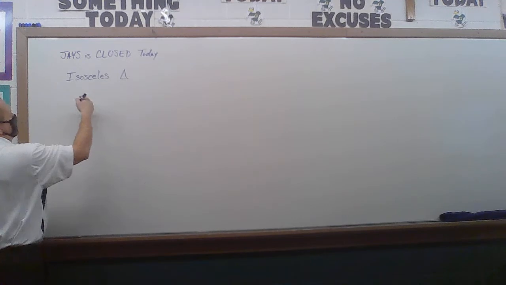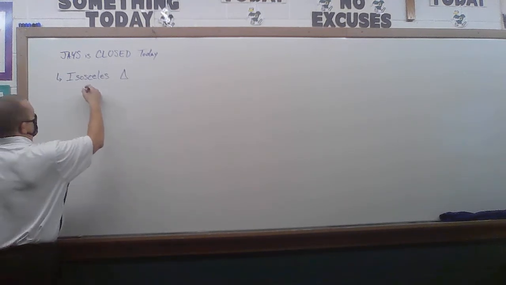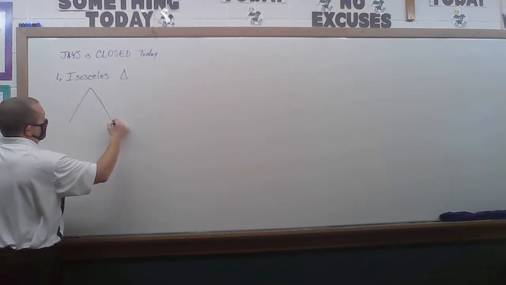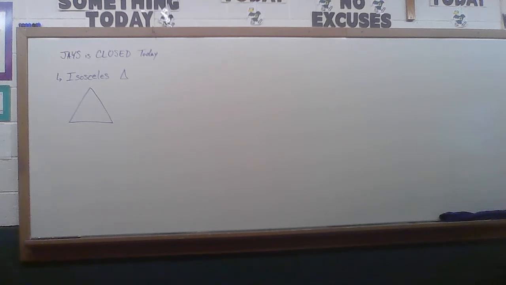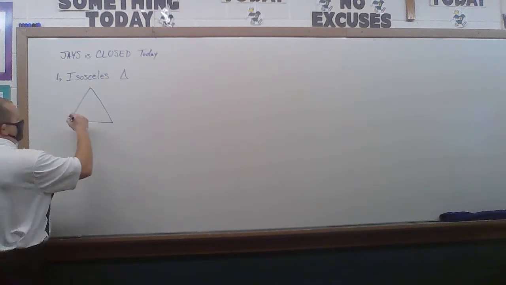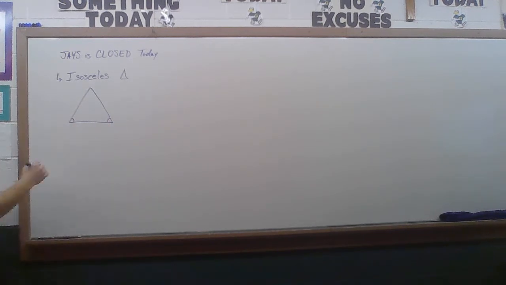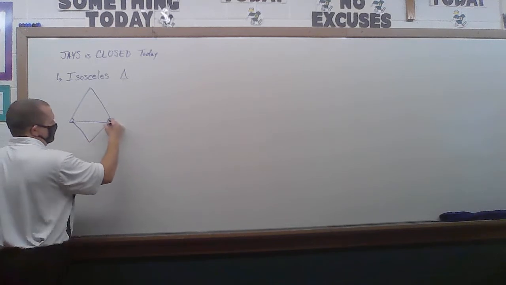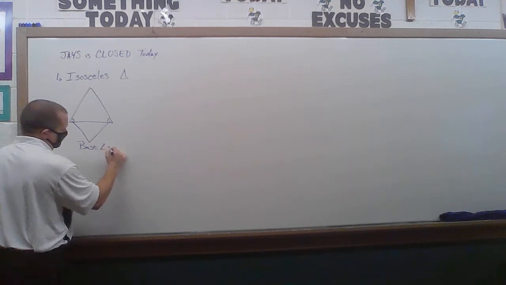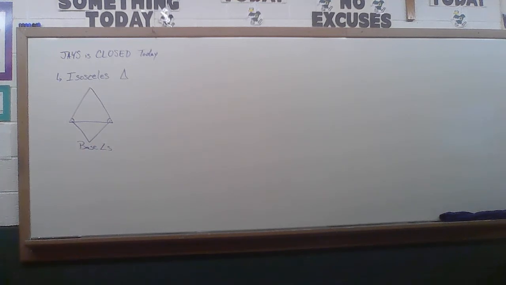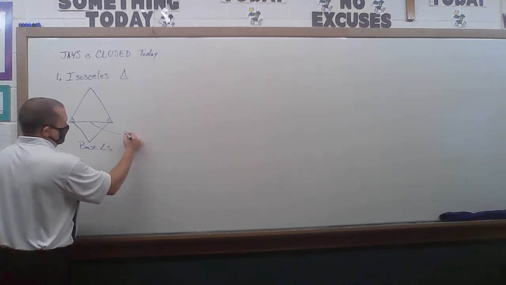So the first thing that we want to talk about before we get to this isosceles triangle is just a triangle in whole. So draw a triangle. And if I put this angle right here and this angle right here, these angles right here are called the base angles. So basically, this is my base.